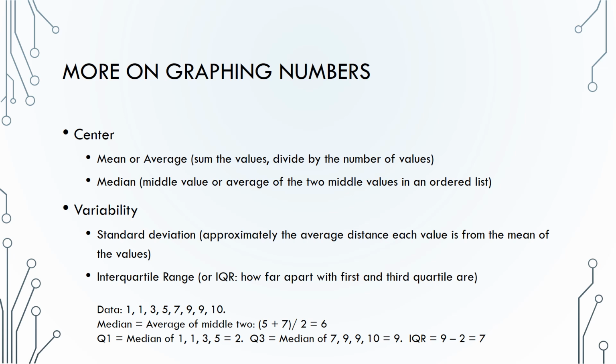The IQR can be found mathematically by subtracting Q1 from Q3, or IQR equals Q3 minus Q1. It can be interpreted as the distance between the first and third quartiles, or the distance spanning the middle 50% of the data. 75th percentile minus 25th percentile gives us the middle 50% of the data. An example data set is provided to show the median, Q1, Q3, and IQR, and how each of these values would be calculated.